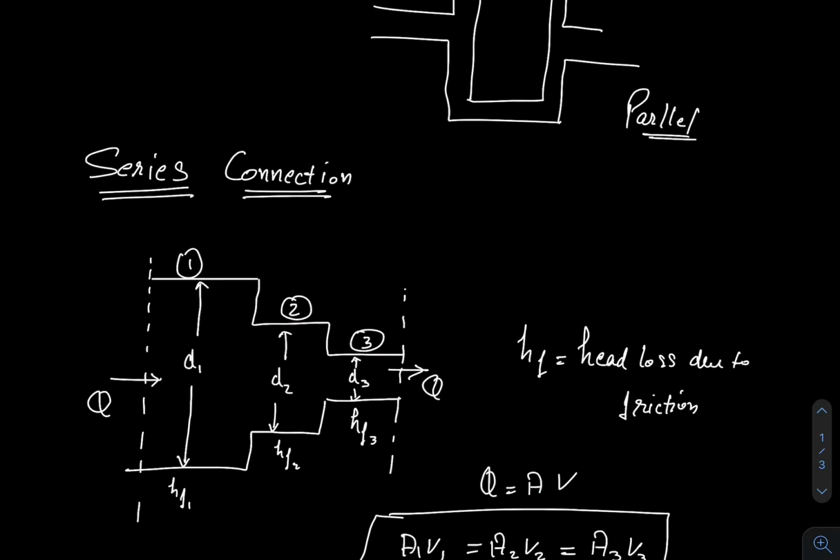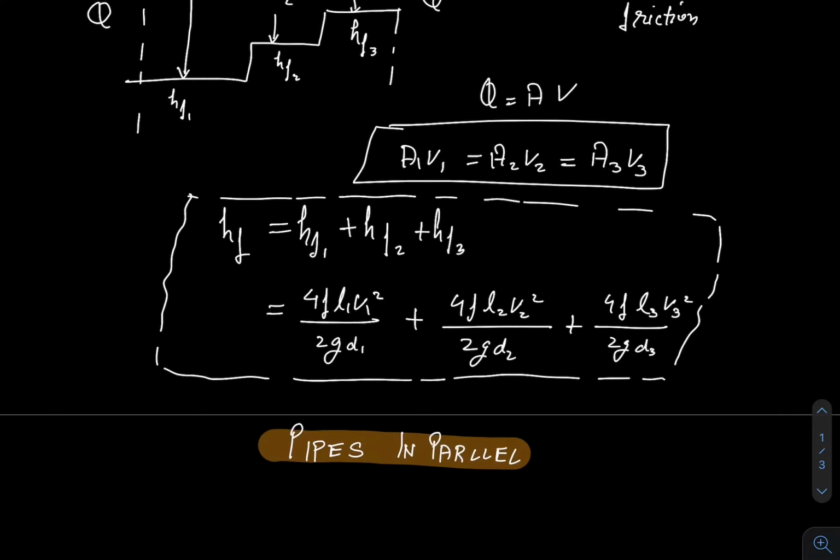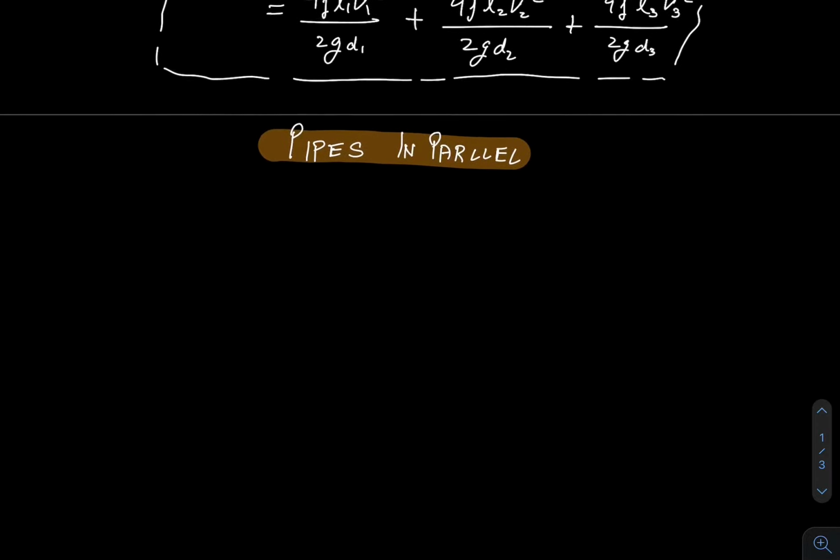We have already studied series connection. In series connection, the flow rate in each pipeline is equal, that is A1 V1 is equal to A2 V2 is equal to A3 V3, and the total head loss is equal to the sum of the head loss in each pipeline. So in this class we will study parallel connection, that is, if my pipeline is connected in parallel. Let's see.